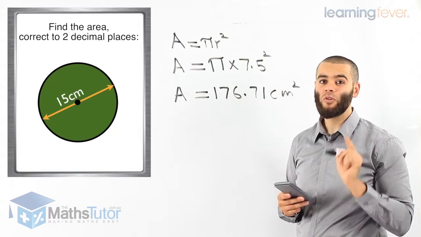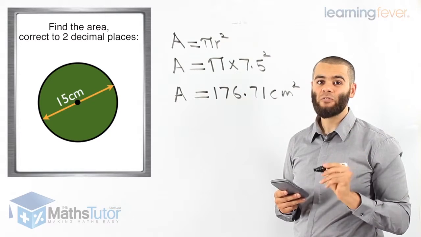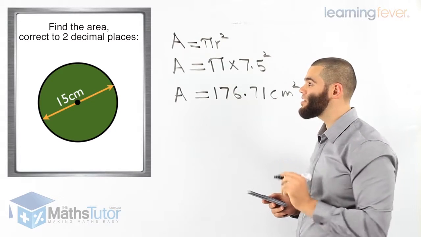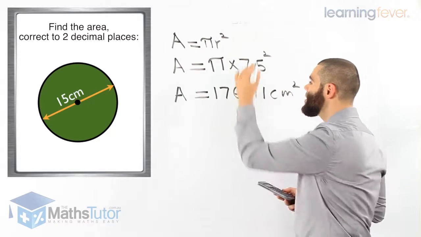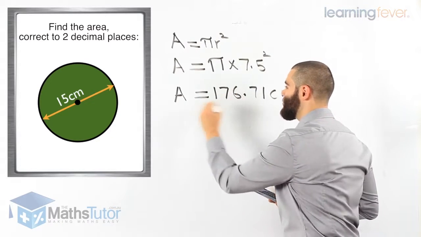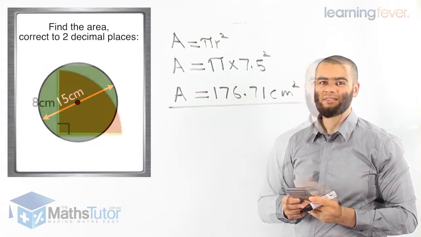However, we are looking for the radius. In this example, we were given the diameter. We have to be extra careful. We change the diameter to make it a radius. We halve it, 15. It's halved. It becomes 7.5, and we put it in our formula, and this is our answer straight away.